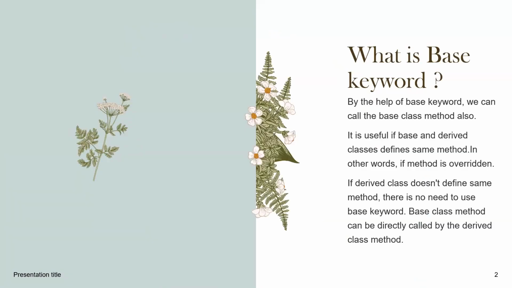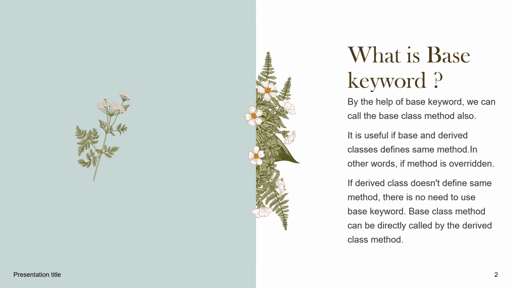So let us try to understand what this base keyword is. We already know that in Java we have the super keyword. Similar to that, we have a base keyword in .NET. What exactly is the usage of this base keyword? By using this base keyword, we can call the base class method also.